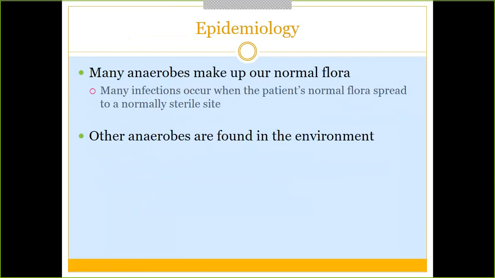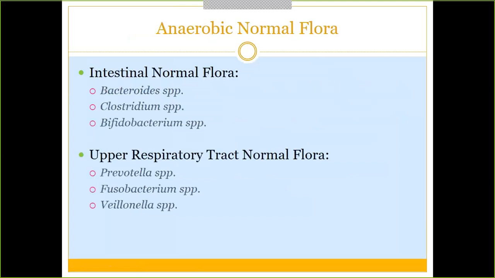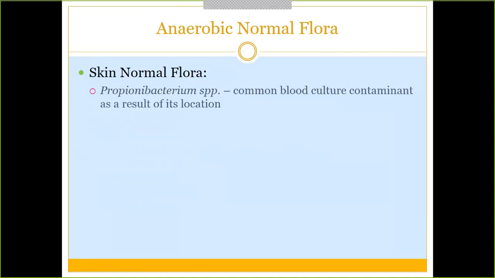Now again, there's anaerobes, of course, found in the environment. So here is a listing of anaerobes that are normal flora. In the intestines, we have Bacteroides, Clostridium, and Bifidobacterium. Bacteroides and Clostridium are definitely groups that you're going to want to be aware of. Upper respiratory tract normal flora is Prevotella, Fusobacterium, and Veillonella. And then you do have a little bit of anaerobes in your skin normal flora, Propionibacterium. The big one there is a blood culture contaminant because it can be found on the skin.